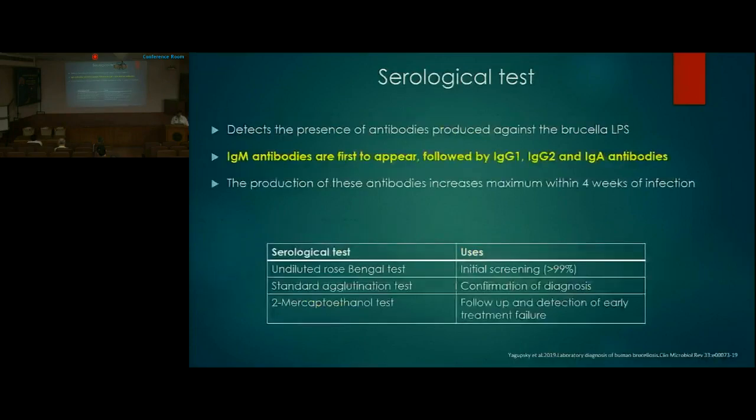Serological tests mainly detect the presence of antibodies against LPS. IgM antibodies are the first to appear, followed by IgG1 in the second week, followed by IgG2 and IgA antibodies. The production of these antibodies rises to a maximum within 4 weeks. The common serological tests and their uses: the undiluted Rose Bengal test is used for initial screening. It has a sensitivity of more than 99%. The standard agglutination test is used for confirmation of diagnosis. The 2-mercaptoethanol test is used for follow-up and early detection of treatment failure.